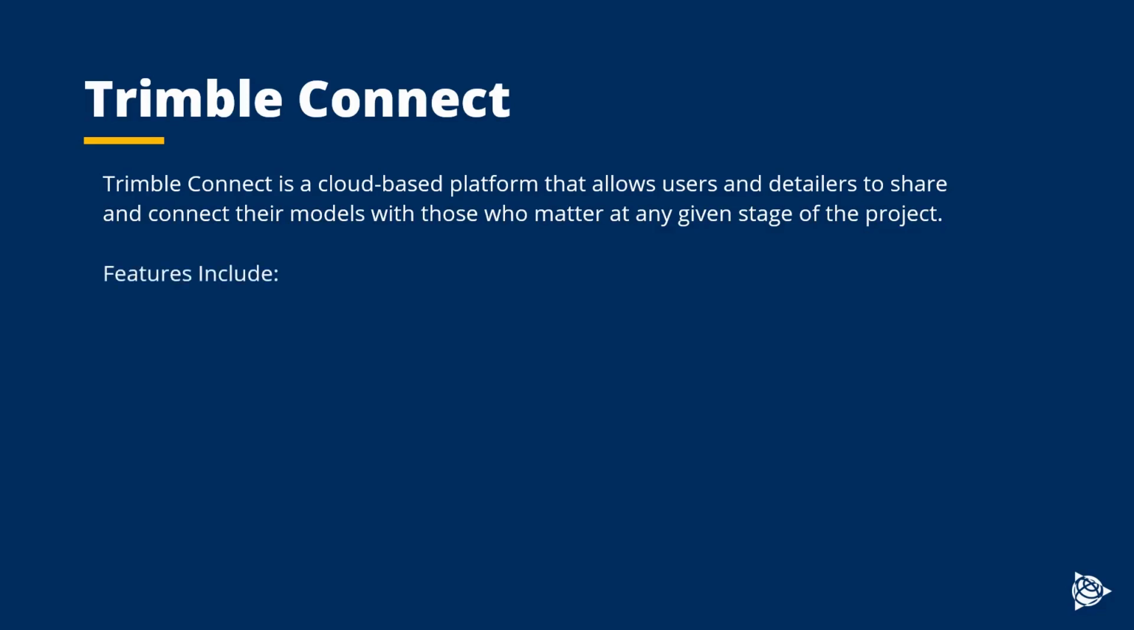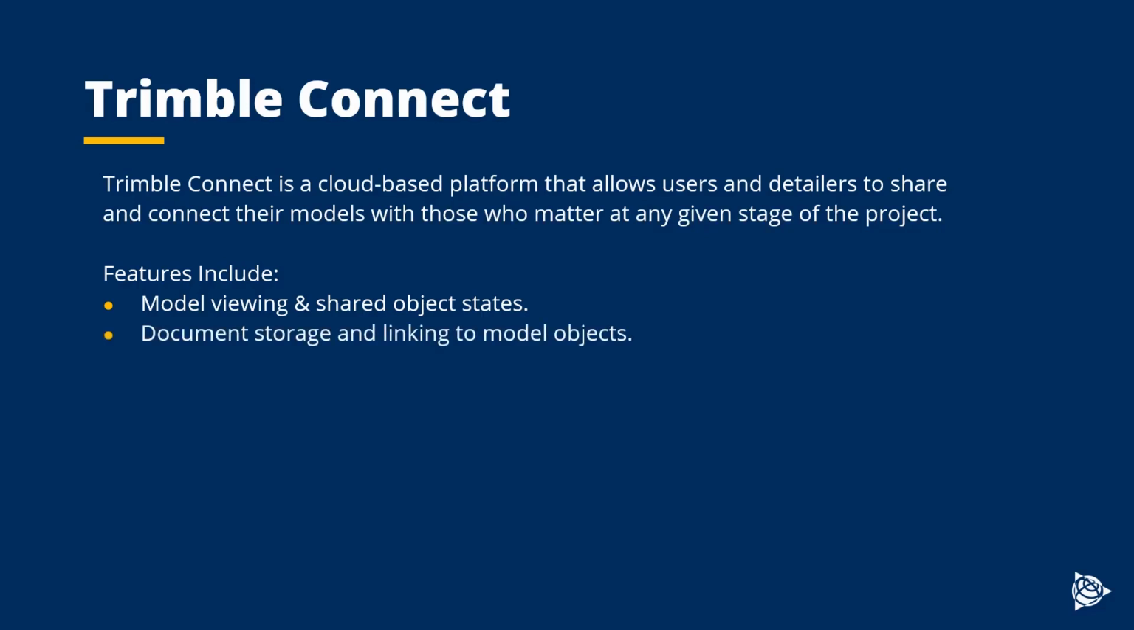Features of Trimble Connect include model viewing and sharing of object states, basically the way the objects look in your model. It also provides document storage, and you can link those documents directly to objects in the model associated with them. We can report on model object data, so we can look at the parameters of our bar, look at the weight, know the size, know the material. We can review this information.